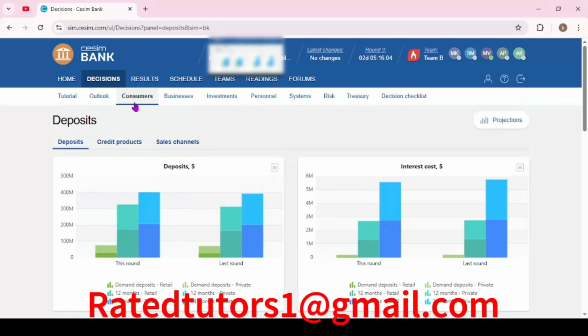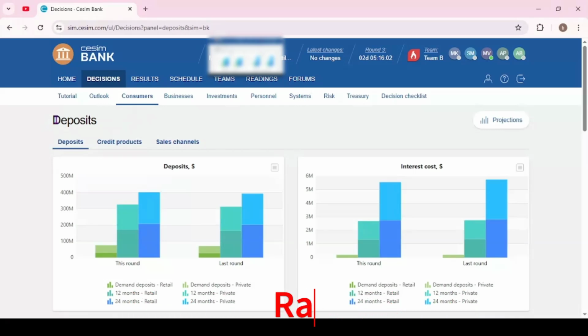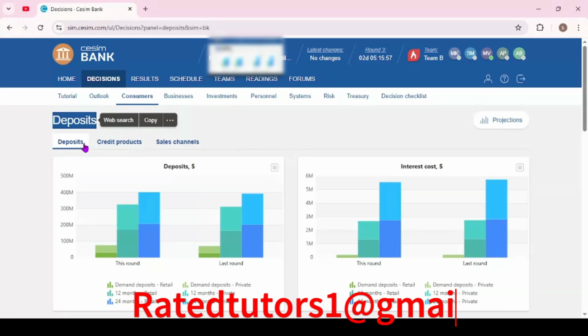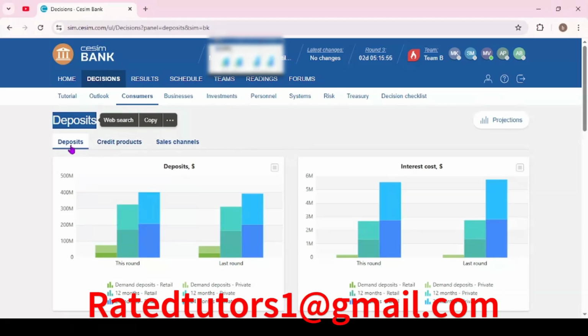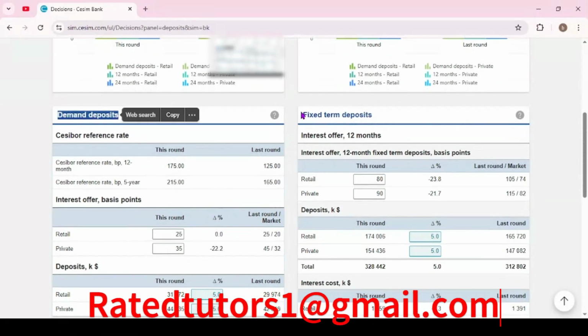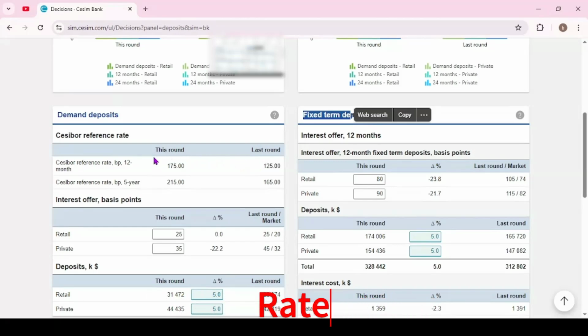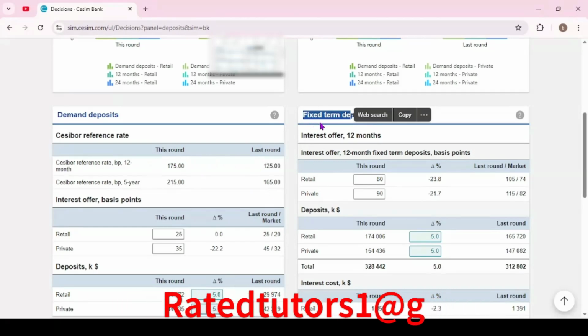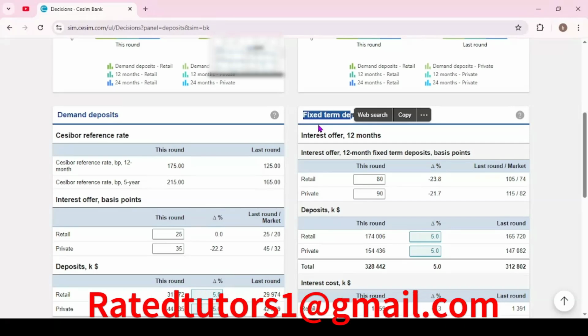So we shall start with the consumers, and the first department is the deposits. Under the consumers, we have the deposits part and the credit products. We shall start with the deposits. The deposits normally include the demand deposits and the fixed term deposits. It simply includes the savings account, which includes the interest bearing and liquid accounts.